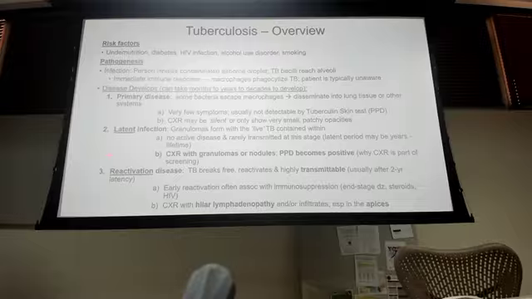Reactivation disease, and again, this is the minority of these patients with latent. I think it's like 5%, up to 10% are going to actually convert to this active disease. This is where your patient is symptomatic, right? And then early reactivation, immunosuppression.